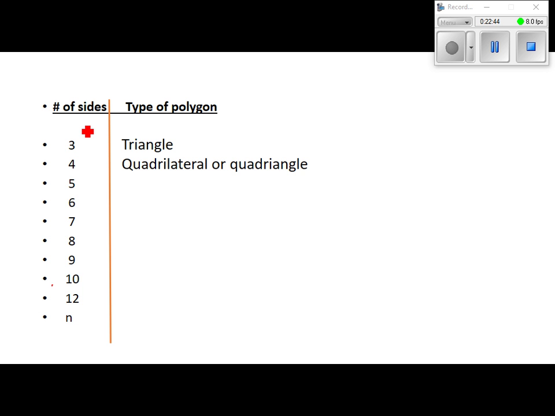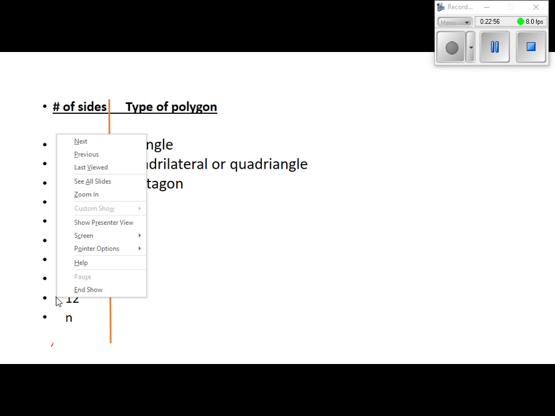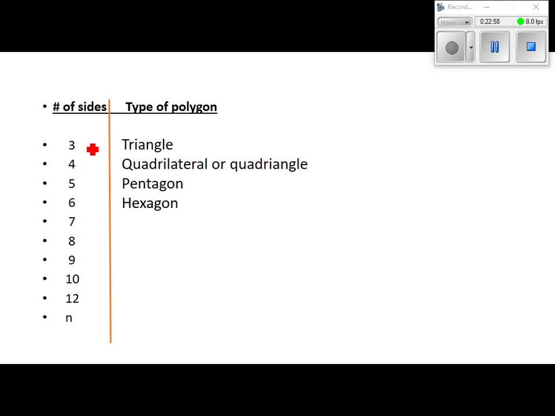Five-sided, pentagon. Six-sided, we just did one. You guys told me what it was on the last slide. Hexagon, thank you. Seven-sided, heptagon. Eight-sided, octagon.